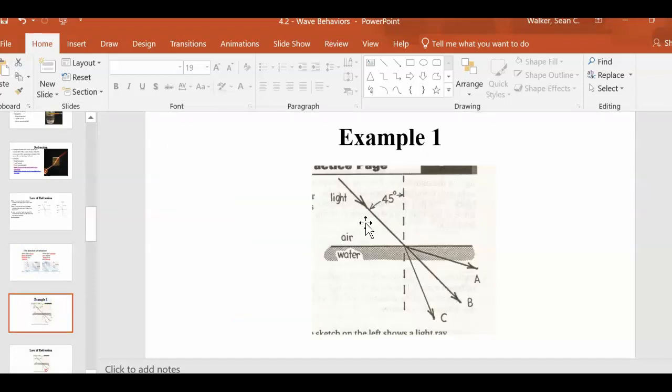Okay, so example 1, notice we have a light ray. It starts off in air at the top, and then it's going into water down here. Which of the following paths, A, B, or C, do we think the light ray is going to take when it goes into the water and refracts? Answer example 1 on your own.